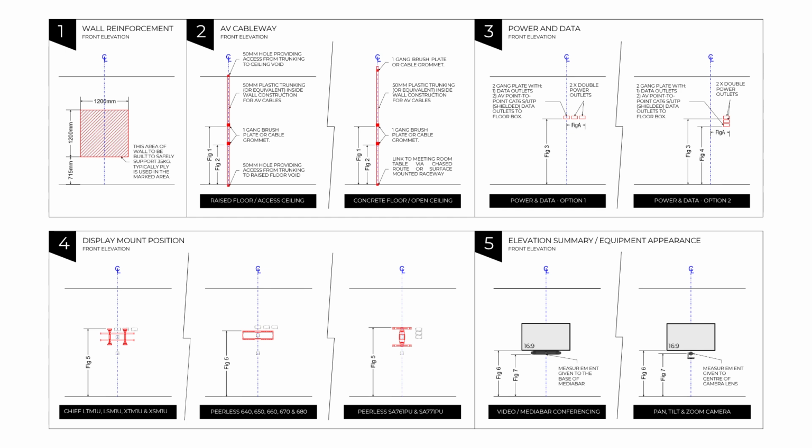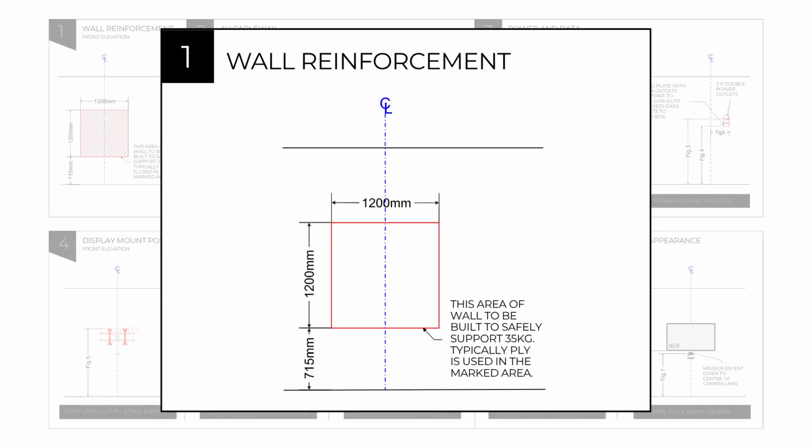So looking at the individual items, let's break these down. Let's first look at how we deal with wall reinforcement. So just as a bit of background, when offices are fit out, construction teams typically use plasterboard walls. They're quick, easy and cheap to put up.